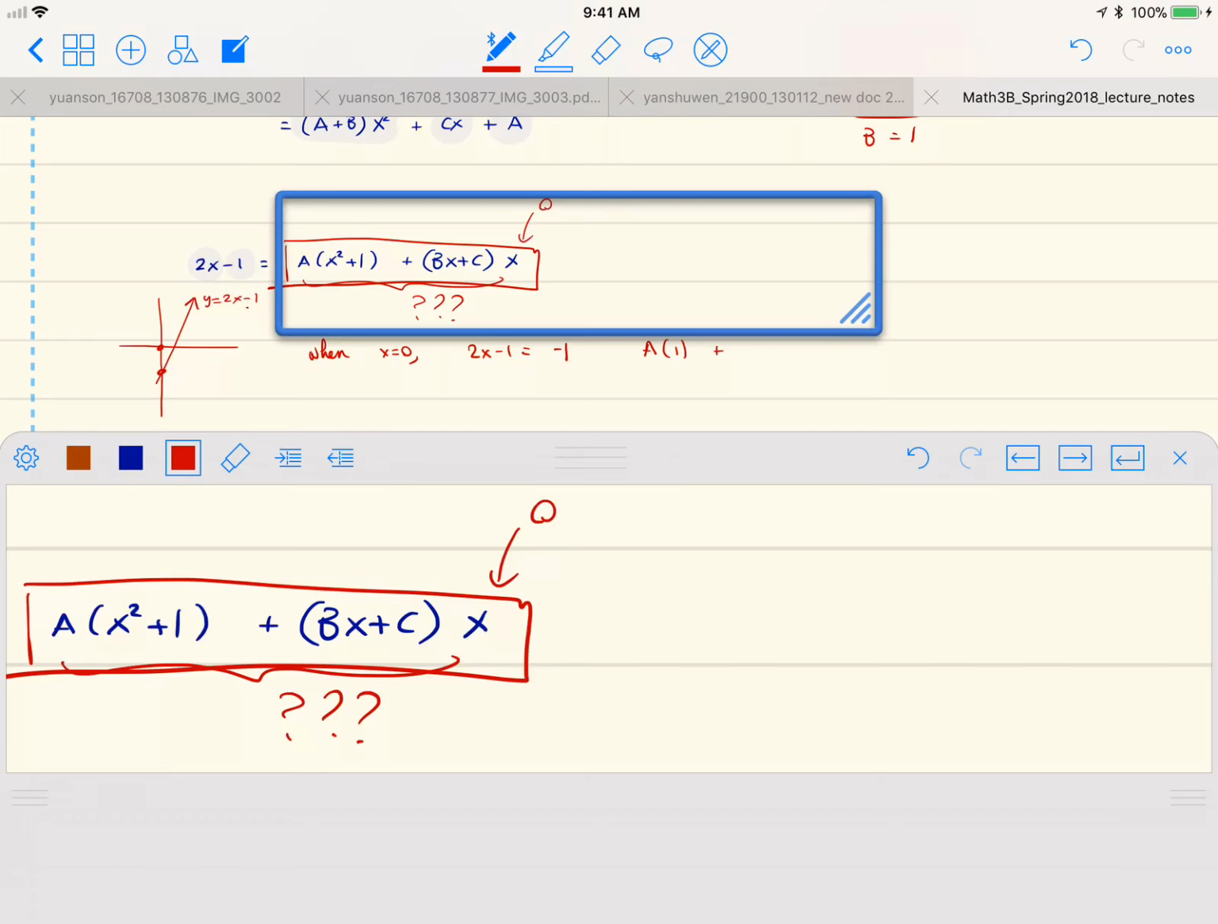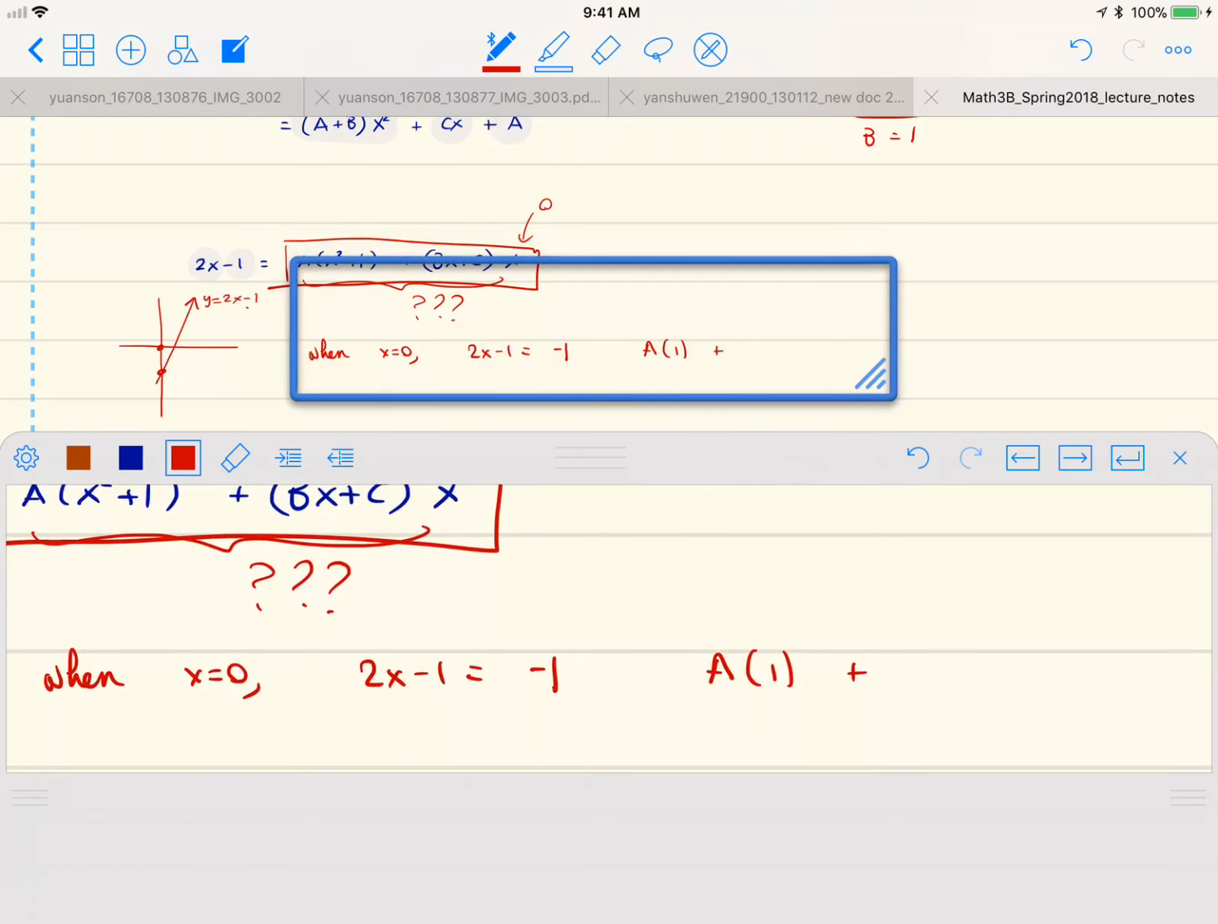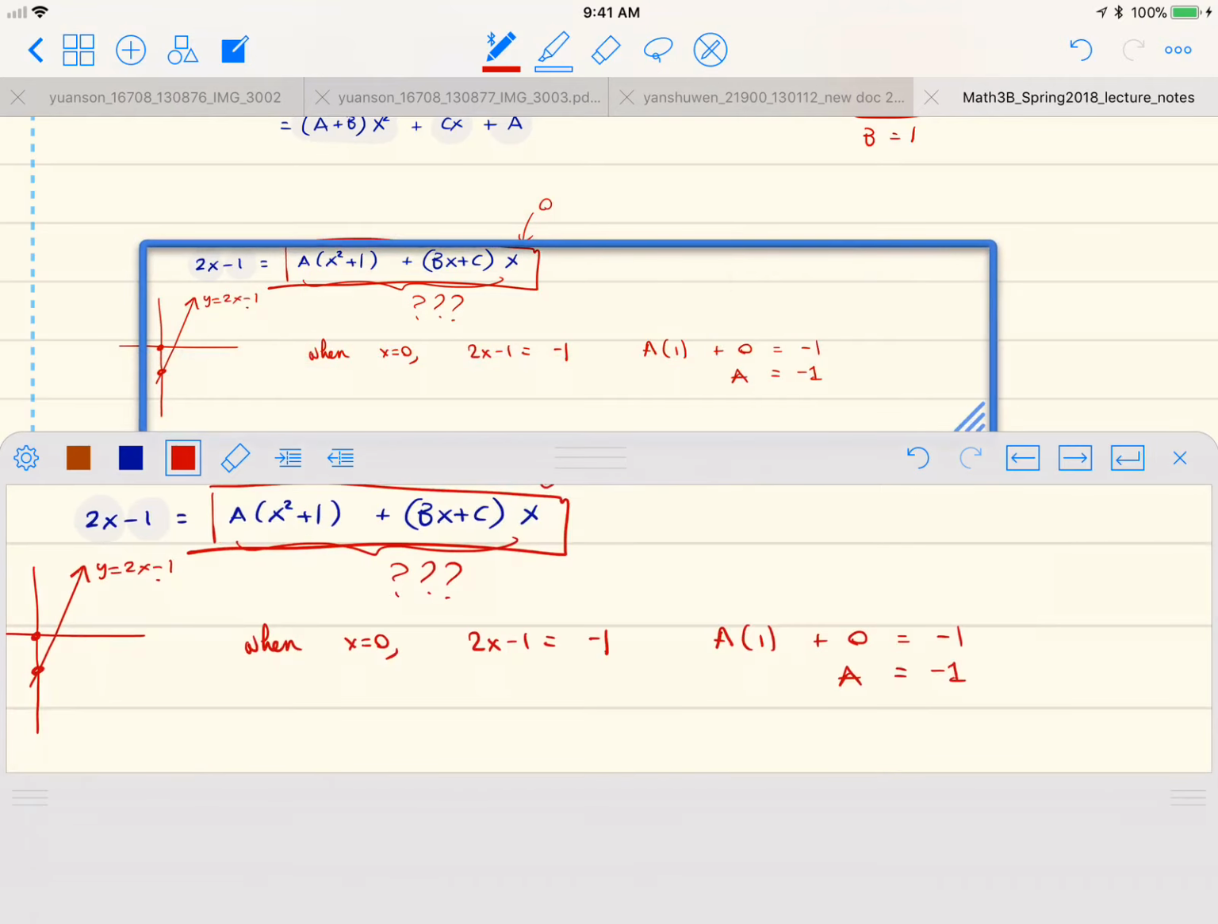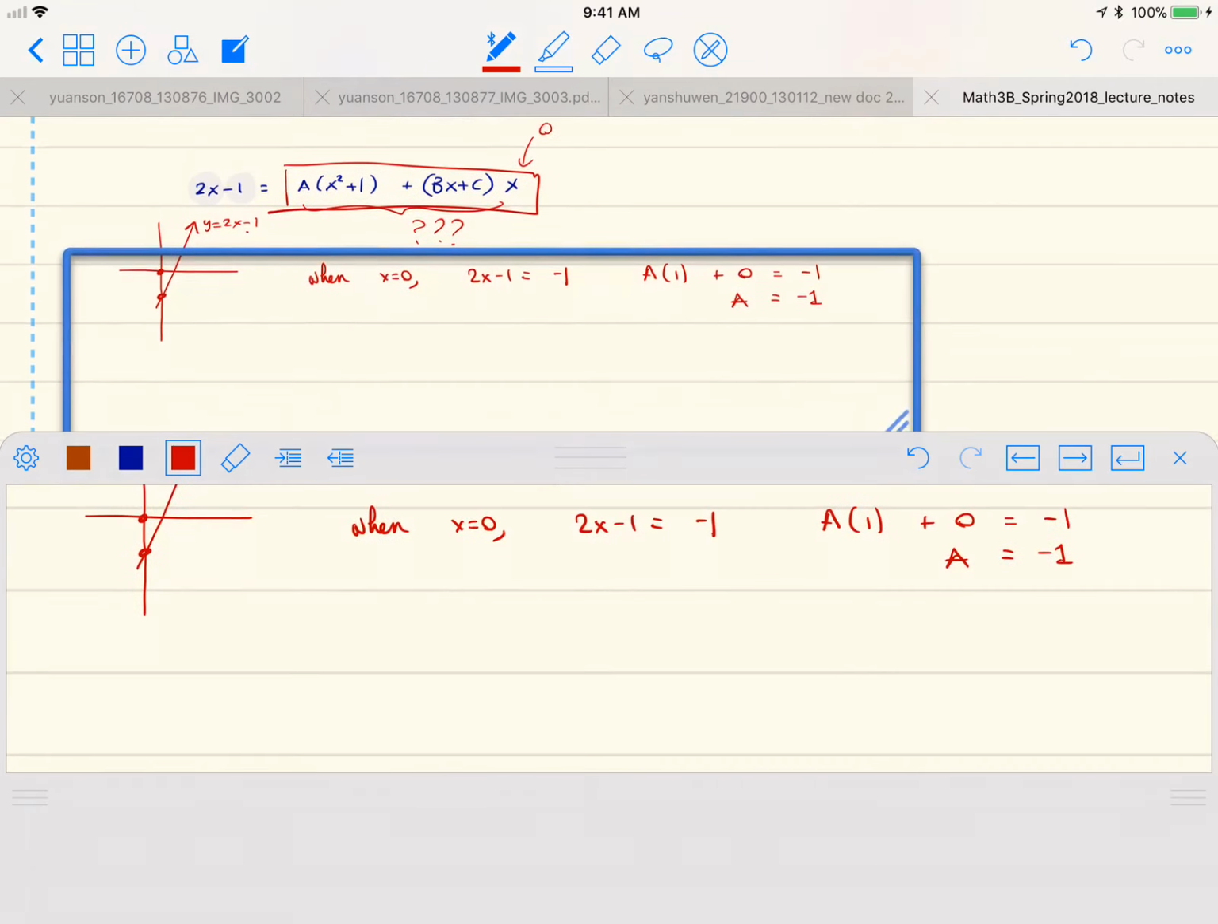So this whole back term is going to disappear. So I'm just going to get a plus 0 is equal to -1. That simplifies things because right off the bat, I know that a is equal to -1.